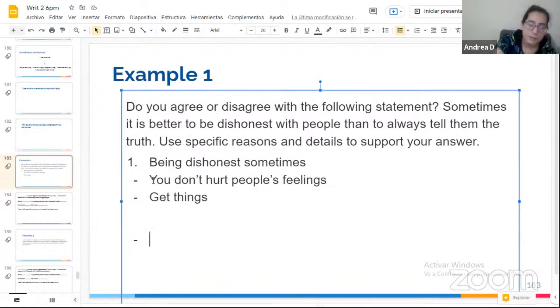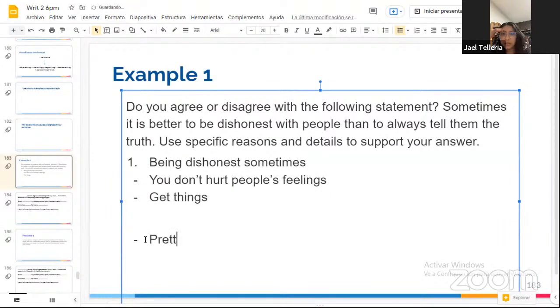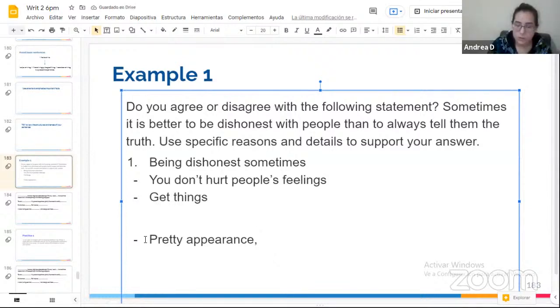So can anyone think of an example for the first one? How is it that you don't hurt people's feelings? Yes, Han? When they ask you if they are pretty, about their appearance, maybe we can make a slip of tongue in there. So maybe the appearance of other people. Okay, lie about the appearance of other people. All right.